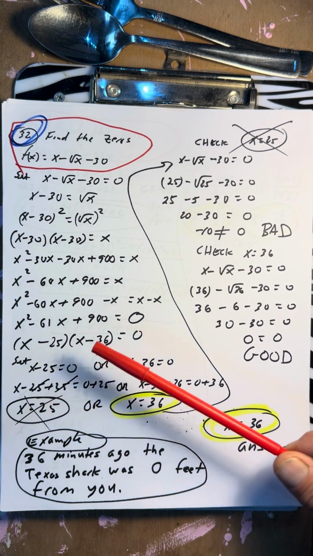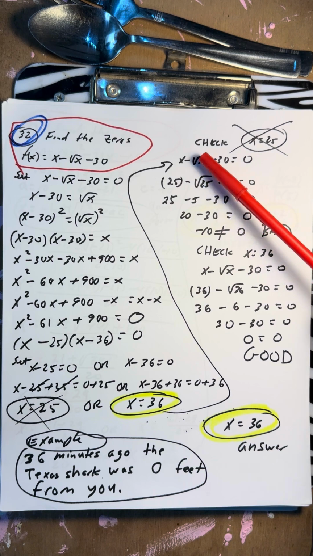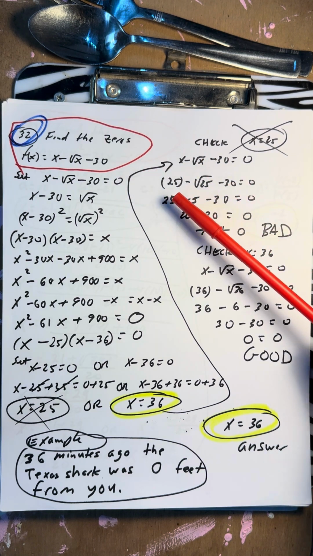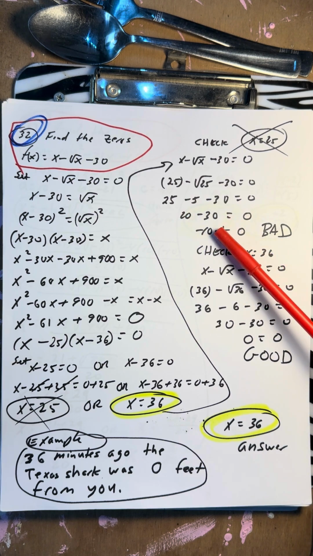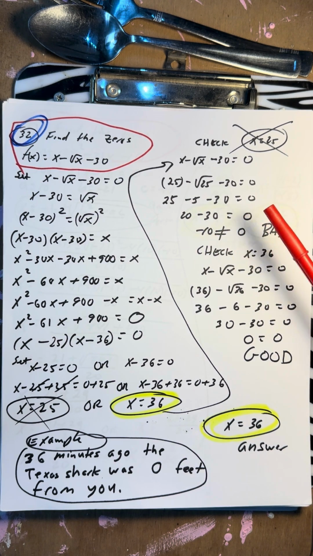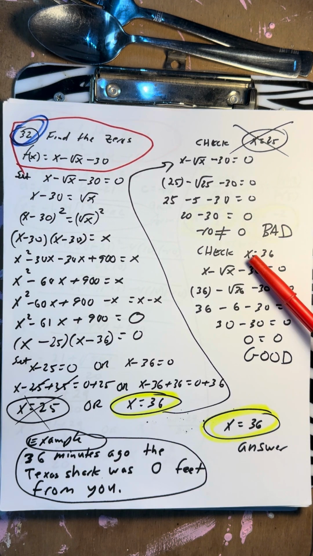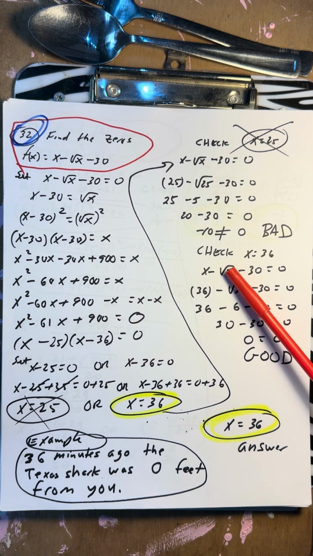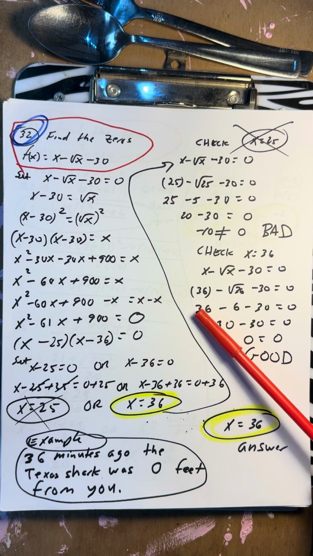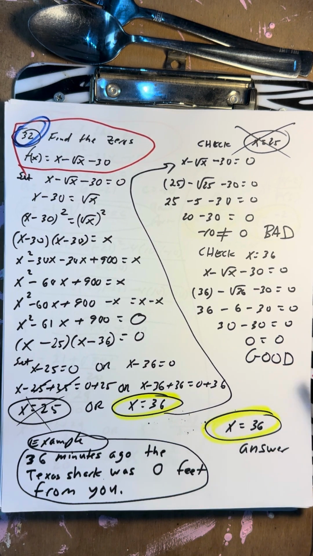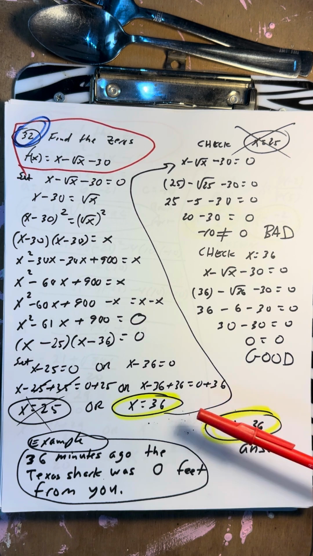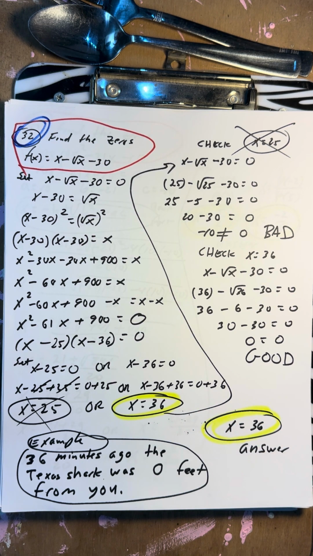So I checked them. I put 25 in the original problem. Did it work? That's 25, that's 5, and that's going to be 20 minus 30, which is negative 10. No, bad. That doesn't work. But when I tried 36, 36 minus the square root of 36, which is 6, is 30, minus 30 is 0. Yes, that one worked. That one's good. So the only answer was 36. That's the only one, okay?